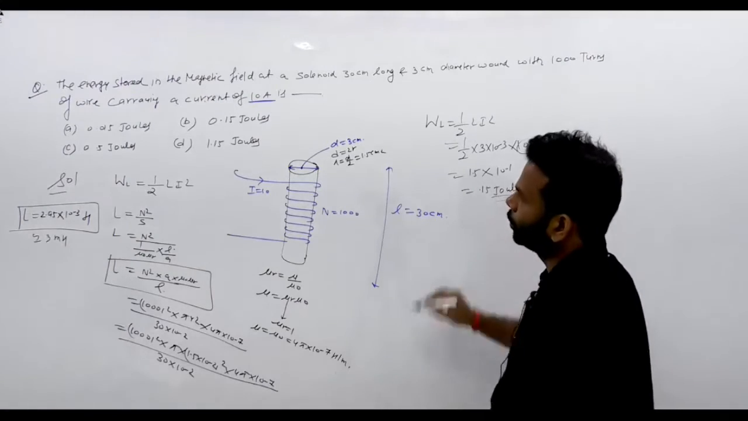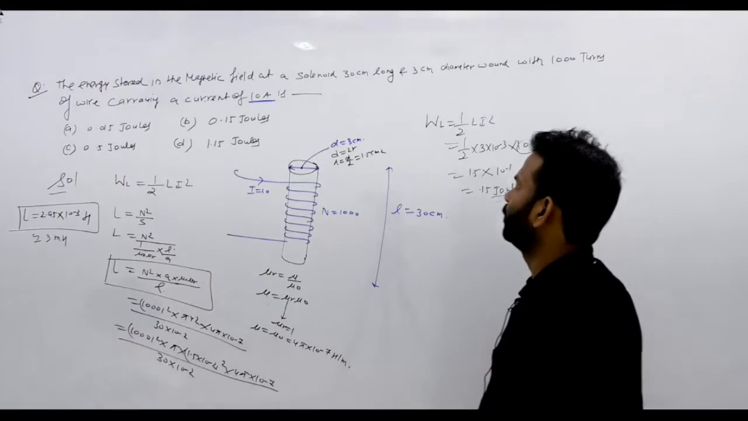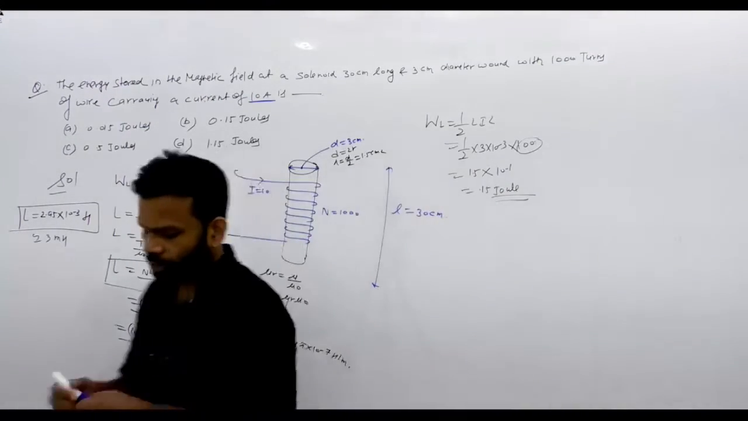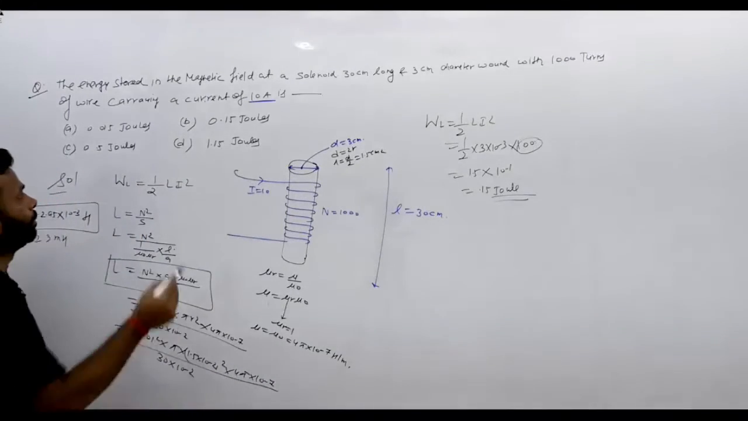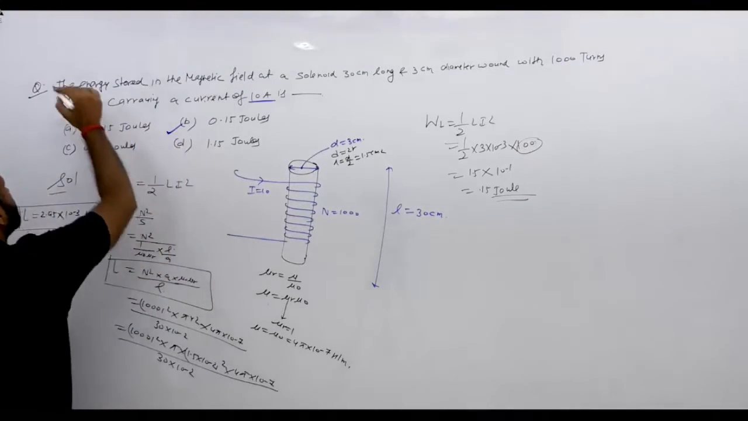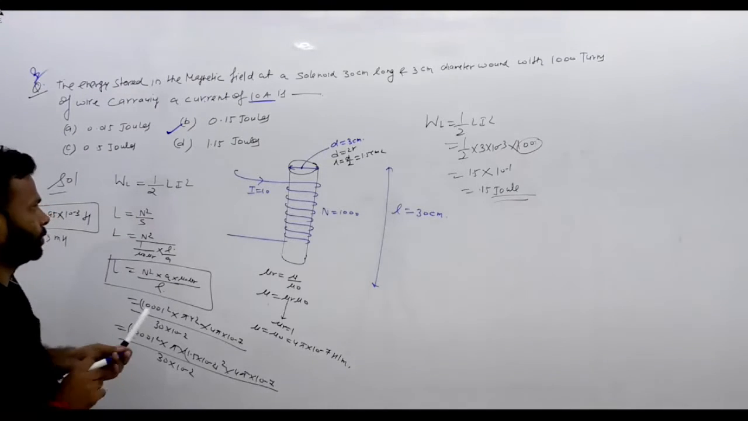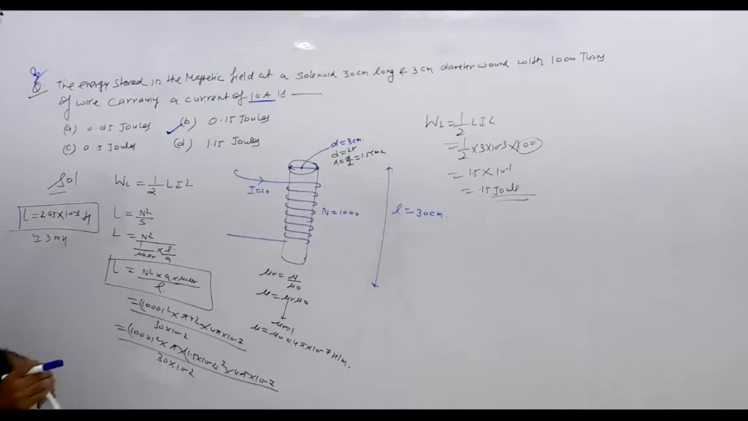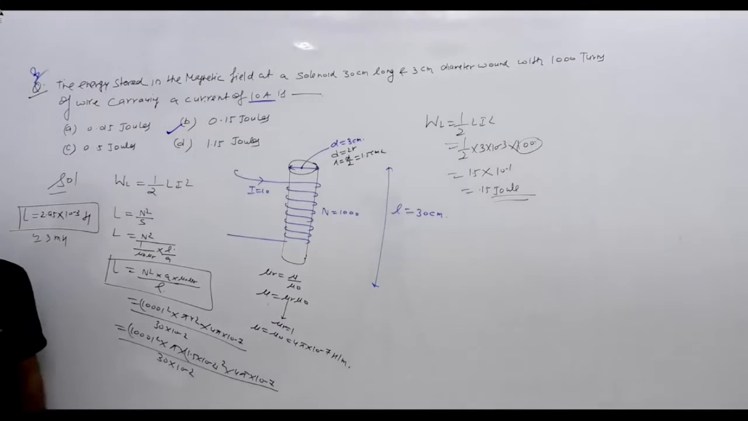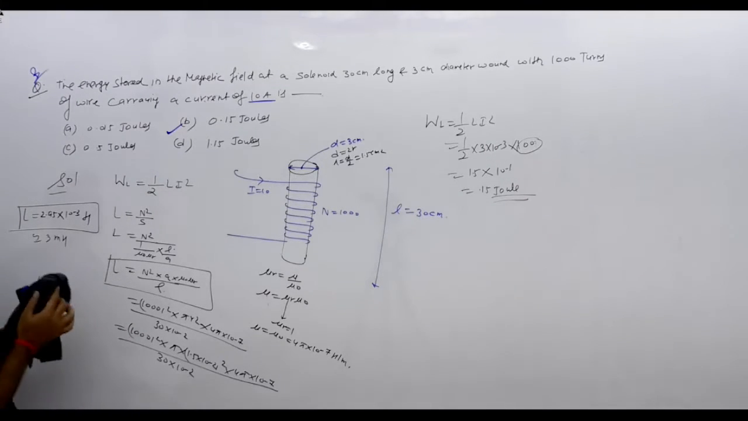So let's check the options. Yes, we have 0.15 joule. So this is option B for this question, and please mark it as important. This question has been asked many times in competitive exams, so remember how it can be solved. Let us move on to the next numerical.